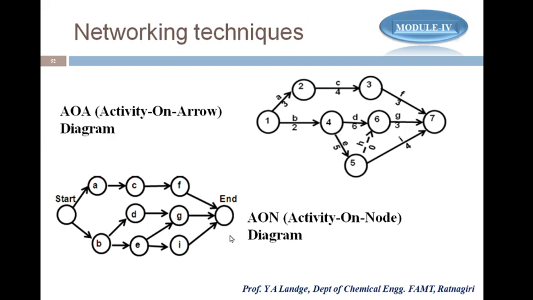Another diagram is the AON diagram. What is the AON diagram? It is activity on node. If you see the difference between these two, here the starting point is shown on the node, and this is the ending point. Now we are showing the activity on the node. That's why we call these A, B, C like this. These activities are shown on the node, and that's why we call this the AON diagram.